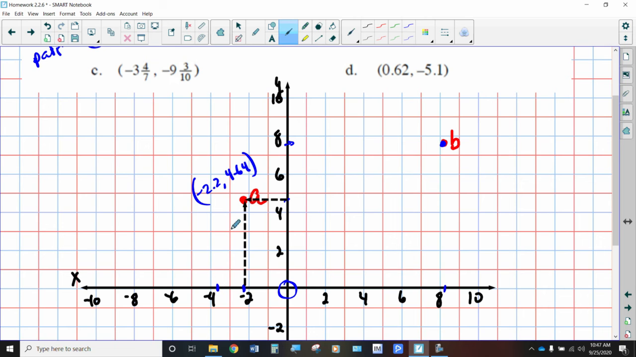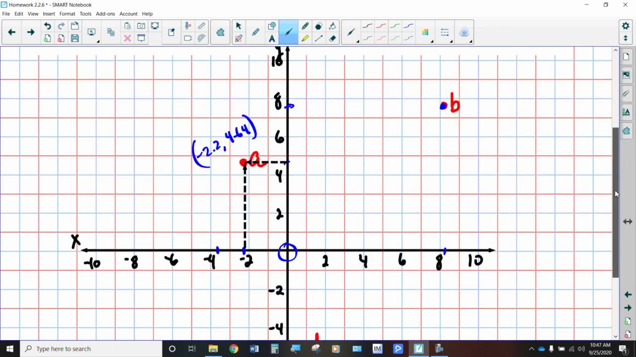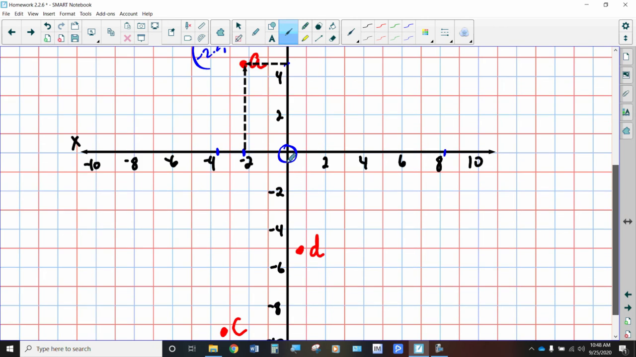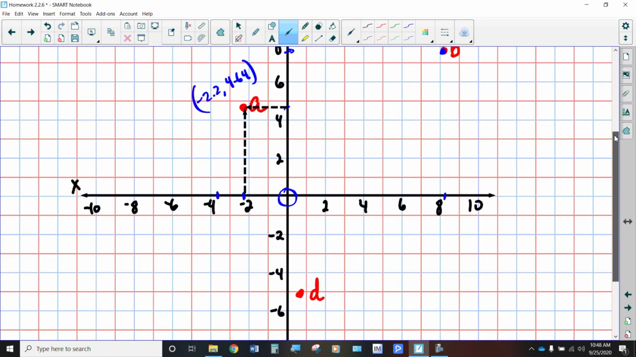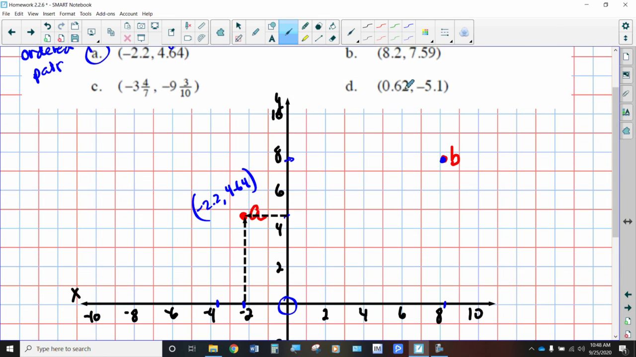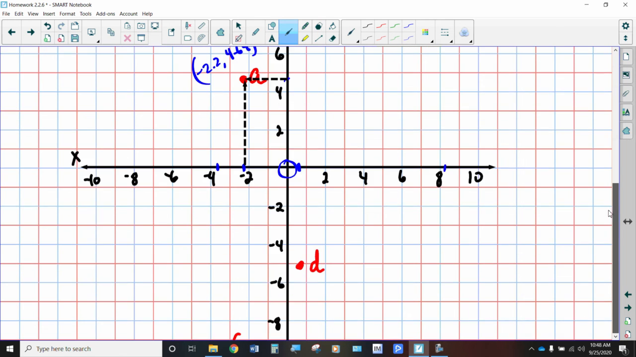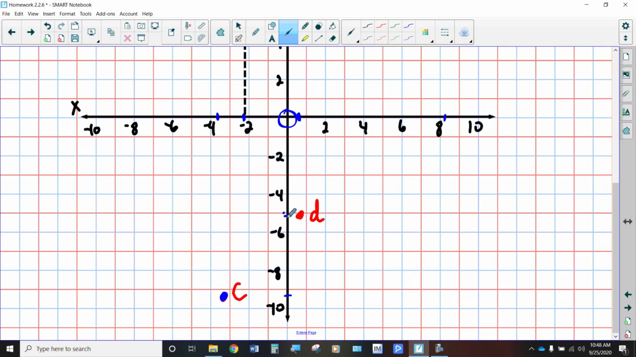And then negative 9.3, 1 negative 9 and 3/10 is going to be somewhere around there. So these guys would converge right around here for point C. And then point D is 0.62 on the X line, so that's going to be somewhere around here. And negative 5.1 on the Y line, negative 5.1 is going to be somewhere around there. So this is going to be where that point is.